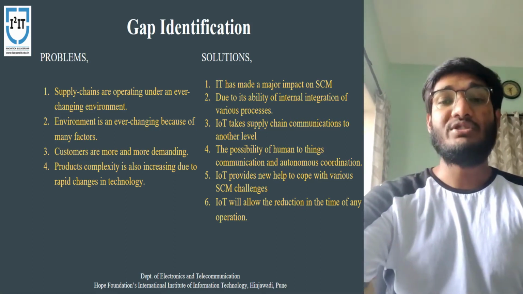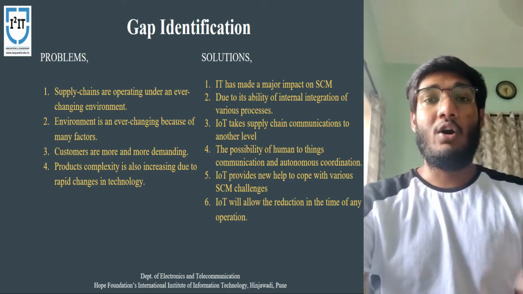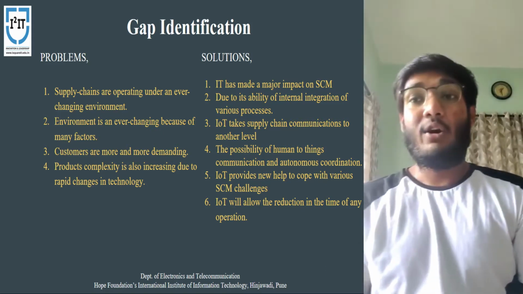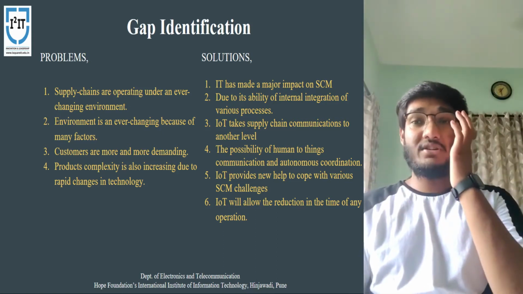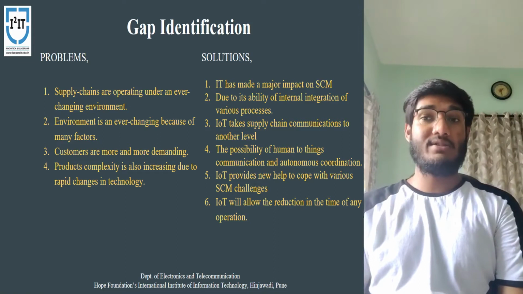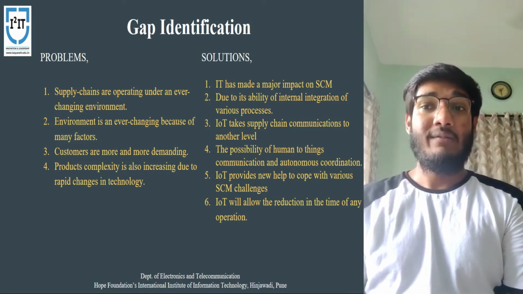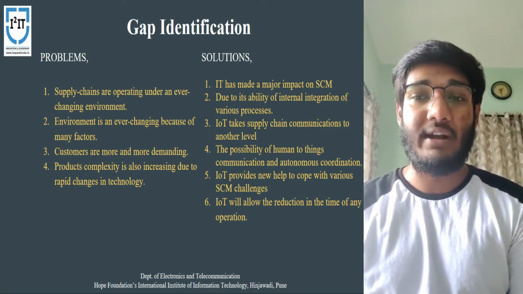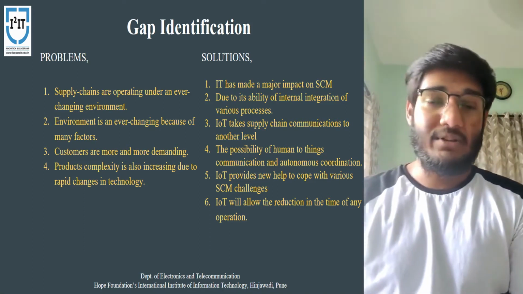So the solution that we came up with is that IoT has a major impact on the SCM supply chain due to its ability of integration with various processes. IoT takes supply chain communication to another level. Moreover, the possibility of human-to-things communication and autonomous coordination also improves. IoT will help us cope with various SCM challenges and also allow the reduction in operational costs. Now, I request other members to continue.